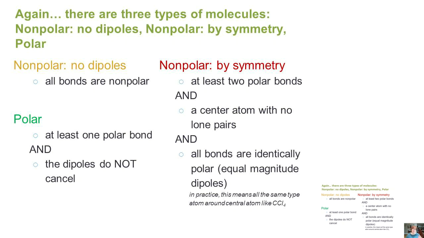So I have kind of 3 different conditions, and I'm going to first begin by looking at the polarity of the bonds and assessing. If I don't have any polar bonds, it's nonpolar and I'm done. If I have some polar bonds, then I'm looking for symmetry cases to decide, is it polar or is it nonpolar by symmetry.